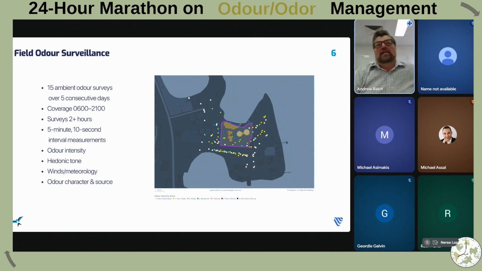This slide, exported directly from our Plume Mapper software, illustrates all of the 156 measurement points collected over 15 surveys. The colour coding relates to the observed odour intensity. The site boundary and odour sources are all shown on the map. You can see in the map that white dots represent no odour was detected, yellow is very weak, green is weak, and blue dots are moderate or obvious odour.